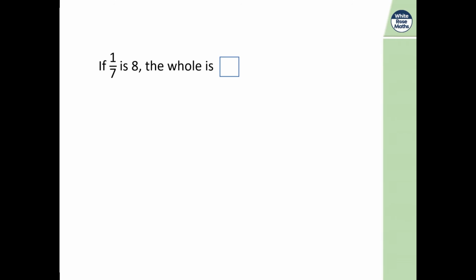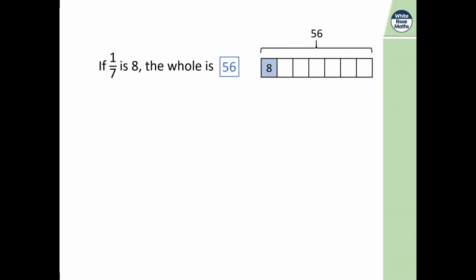Now, let's take a look at non-unit fractions. That is, fractions that have more than 1 as the numerator. If 1/7 is 8, then the whole lot will be 7 lots of 8s, which is 56. What if 2/7 are equal to 8? What would the whole be?